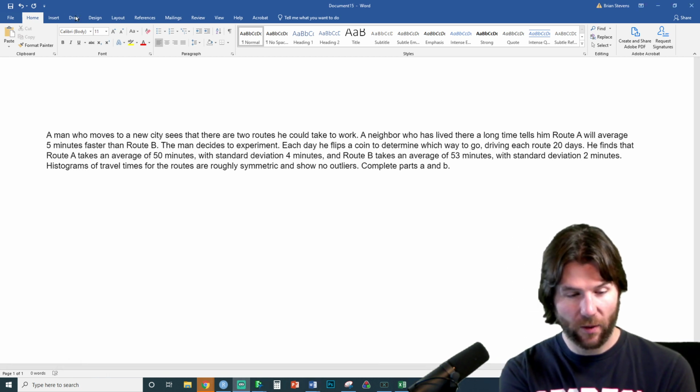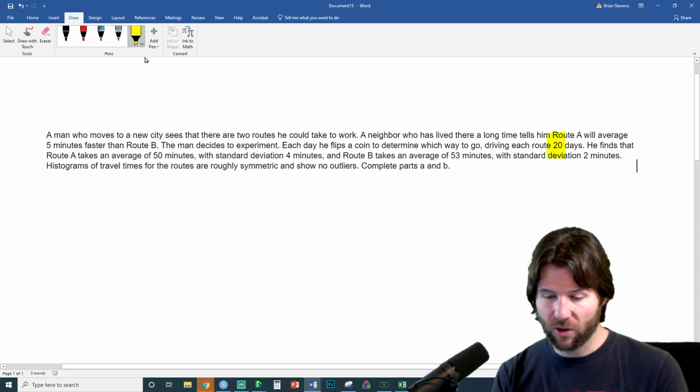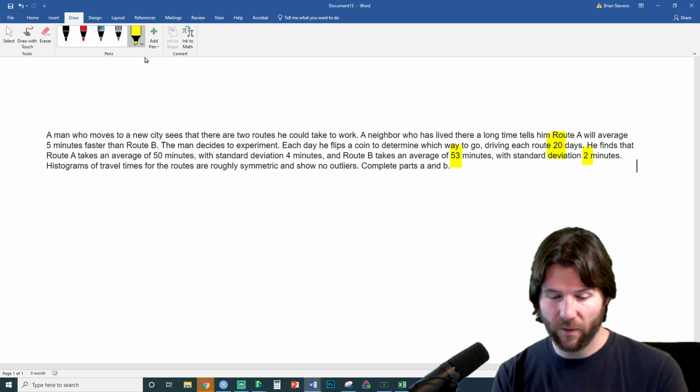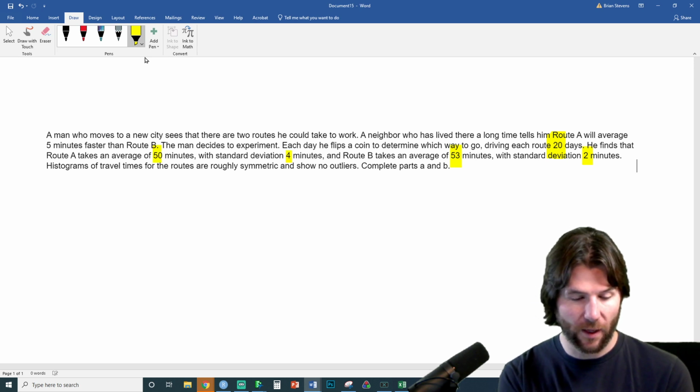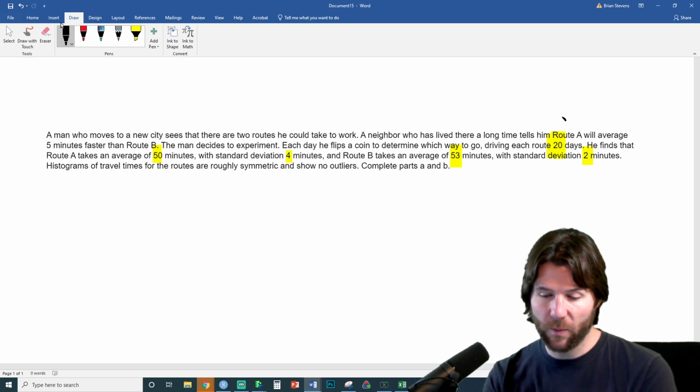And let's mark our notation. We have that he rides each route 20 days. We've got a mean and we've got a standard deviation. We now have our notation marked. So let's put here that this is N1 and this is N2, because he's going to ride each route that number of times.